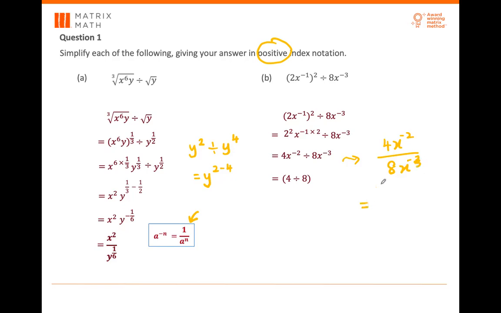4 and 8 can simplify, which gives you 1/2. Then you are left with, because it's divide, x to the power of minus 2 minus minus 3. You will get x to the power of minus 2 minus minus 3. So you will have 1/2 x, because minus 2 plus 3 gives you 1, so x to the power of 1. Basically it will be half x.